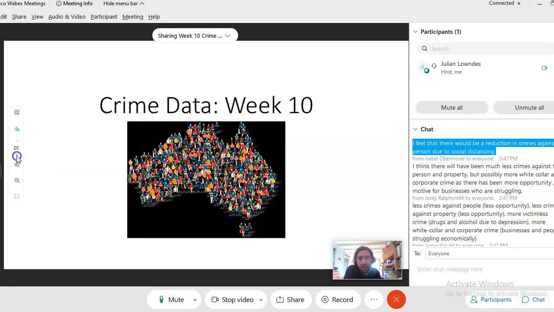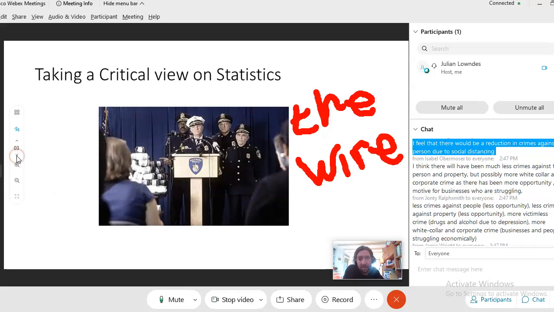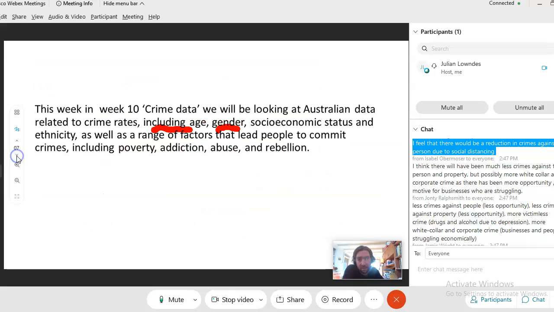So week 10 crime data, we're all looking at trying to understand and make sense of the statistics on offender rates and crime. We're looking at crime rates including age, gender, socioeconomic status, ethnicity, as well as a range of factors that lead people to commit crimes like poverty, addiction, abuse, and rebellion.